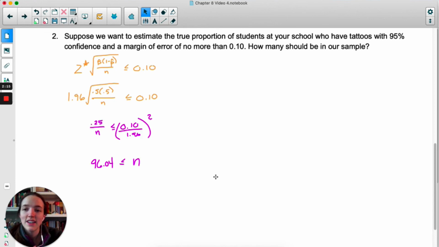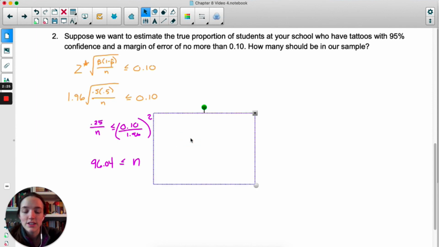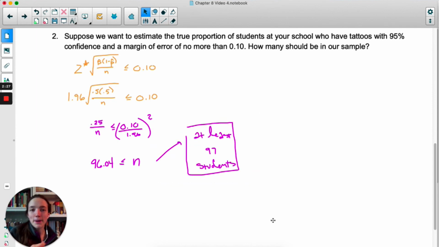So once again, I divide both sides by 1.96, square both sides, and then I do a little bit of multiplying and dividing to get n by itself, and I get 96.04. And once again, I'm going to round that up and say we should have at least 97 students in our sample. So the key here is to remember that if you don't have a reasonable estimate of what p hat is going to be, always use 0.5. Don't be tricked into thinking there's not enough information in the problem. Just use 0.5 for p-hat.